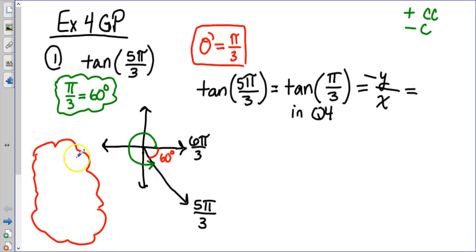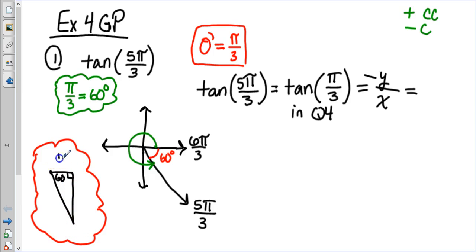We talked about visualizing what the 60-degree triangle would look like. If I were to sketch the 60-degree triangle in that quadrant, here's my origin. I'm asking myself, what's the short side? That's going to be my x. And what's the long side? That's going to be my y.